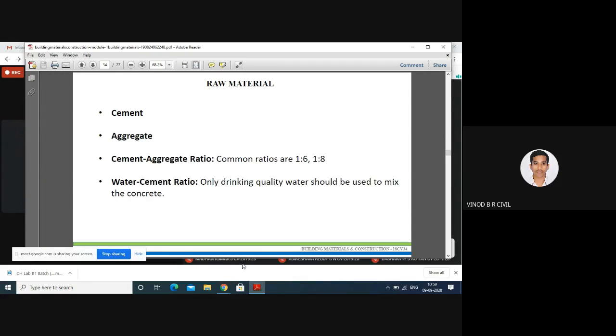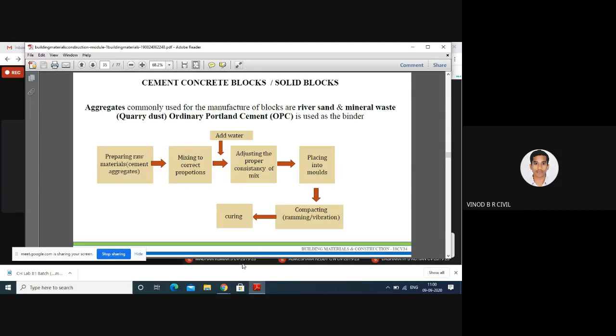And next one is the water cement ratio. What should the water cement ratio be? Simply, we can't put 20 liters, 30 liters, 40 liters or 50 liters. Before casting the cement concrete, we have to design the block: how much cement is required, how much fine aggregate, and how much water. We have to calculate the quantities of cement, fine aggregate and water, and based on the calculation we have to calculate the number of blocks. Cement concrete blocks, solid blocks, this is the usual procedure.